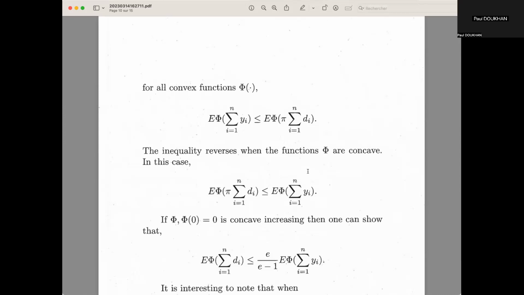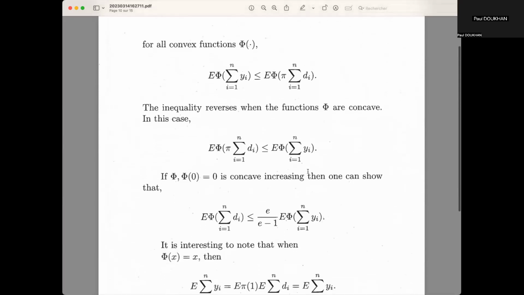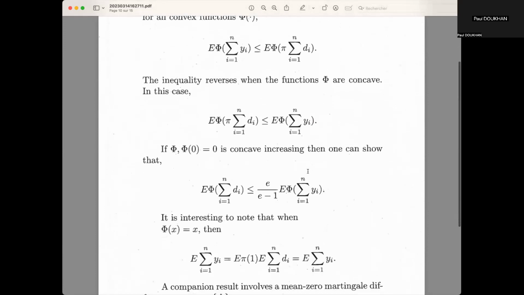Now, this shows you a weakness of expectations when you are comparing variables, because depending on whether you have a convex function or a concave function, the results reverse. So this is my humble contribution. If you have a concave increasing function with phi of 0 equal to 0, we can show that the expected value of phi of the sum of the d_i's, the dependent ones, is less than or equal to e over e minus 1 times the expected value of phi of the sum of the y_i's.